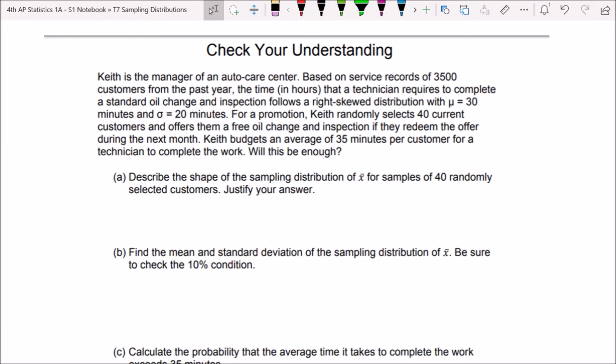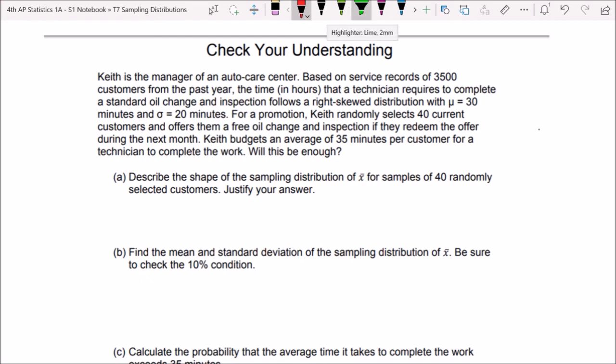For a promotion, he randomly selects 40 current customers and offers them a free oil change and inspection if they redeem the offer during the next month. Keith budgets an average of 35 minutes per customer for a technician to complete the work. Will this be enough? And then we have some questions that follow below. Question A, describe the shape of the sampling distribution of X bar for samples of 40 randomly selected customers.